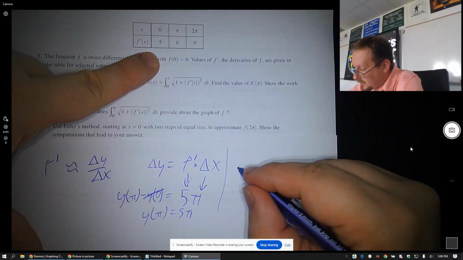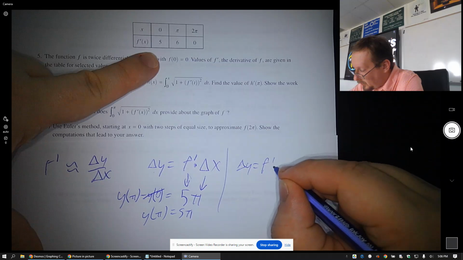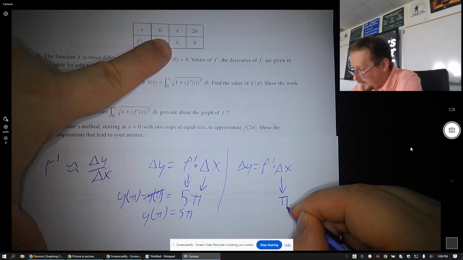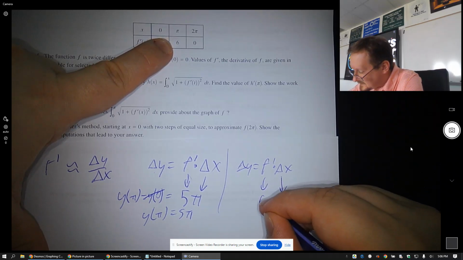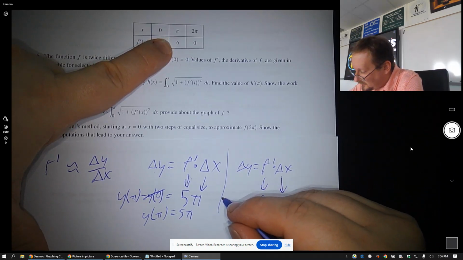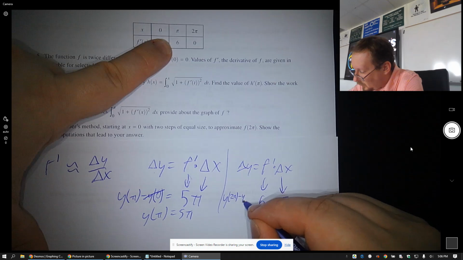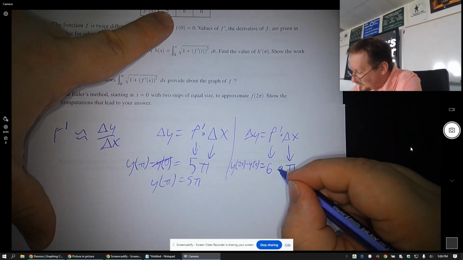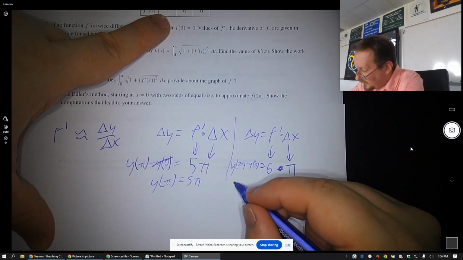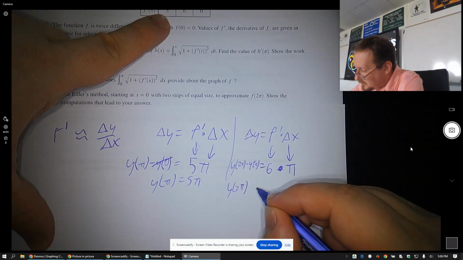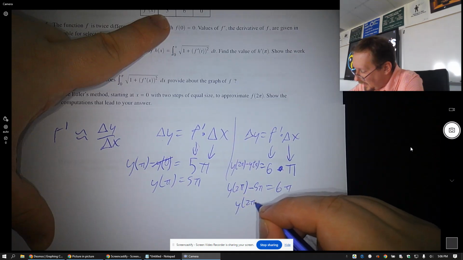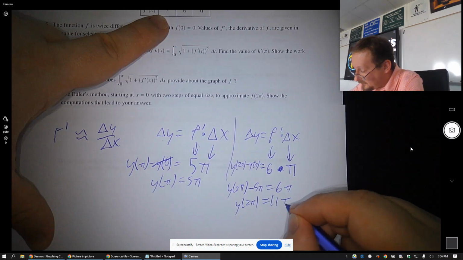Step 2. Delta y equals f prime times delta x. The delta x is again pi, but the f prime this time is 6. And the delta y is going to be y at 2 pi minus y at pi. So y at 2 pi minus 5 pi is equal to 6 pi. So y at 2 pi, my approximation is 11 pi.